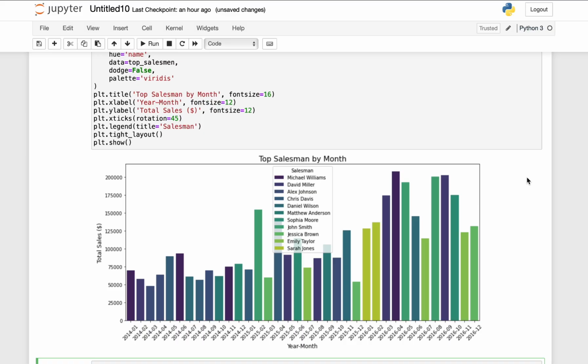during this period. Now, if we want to look into emerging patterns, we can see that Chris Davis consistently dominated in the mid-year months, April and May. Sophia Moore, Emily Taylor, and Jessica Brown performed well towards the year end and also into the early months of the following year.